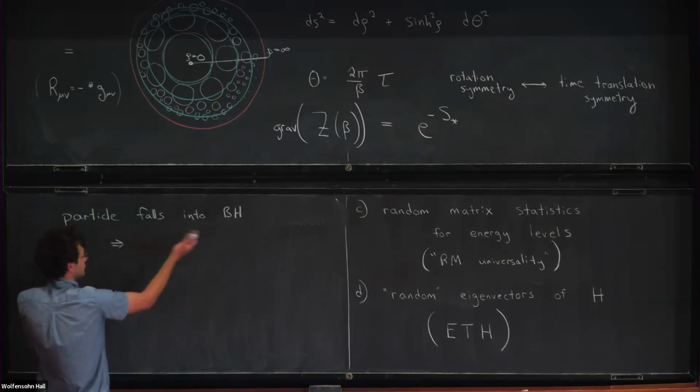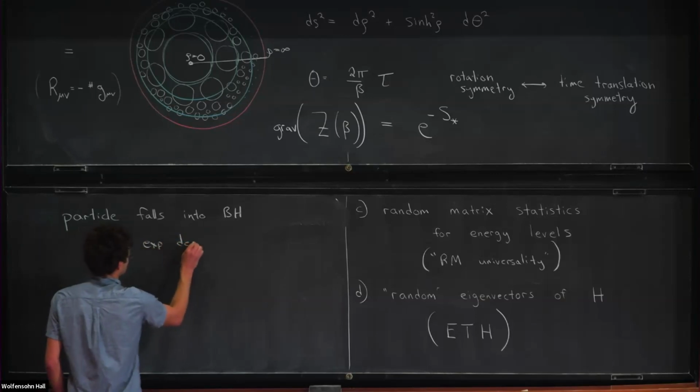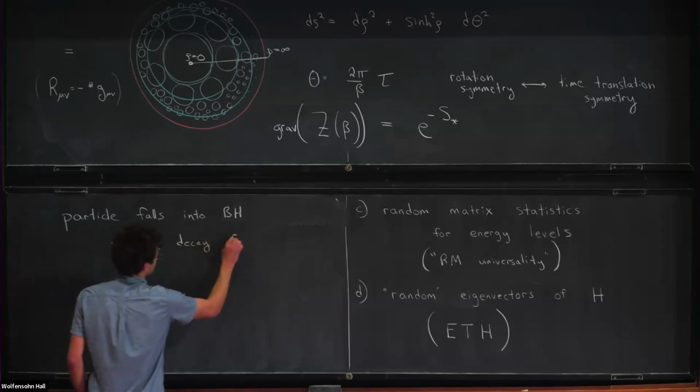And it can fall in with a constant rate per unit time. This implies exponential decay of the 2-point function.